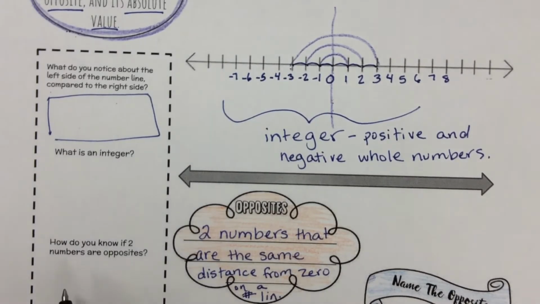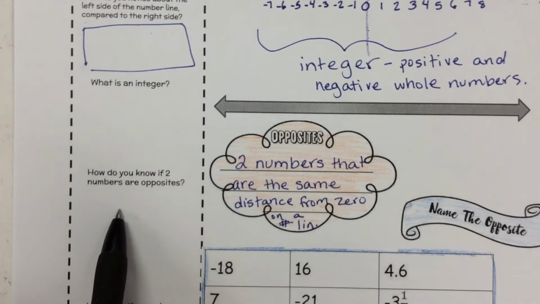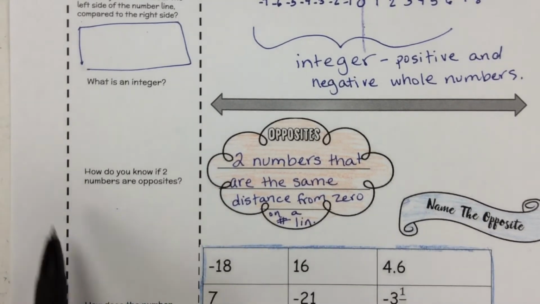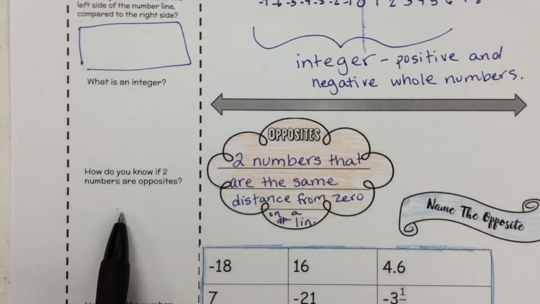Okay, so how do you know if two numbers are opposites? How do you know if they're opposites? I want you answering this on here, so that you have it forever, but I also want you answering it on your computer so that I know if you understand it, okay? How do you know if they're opposites?